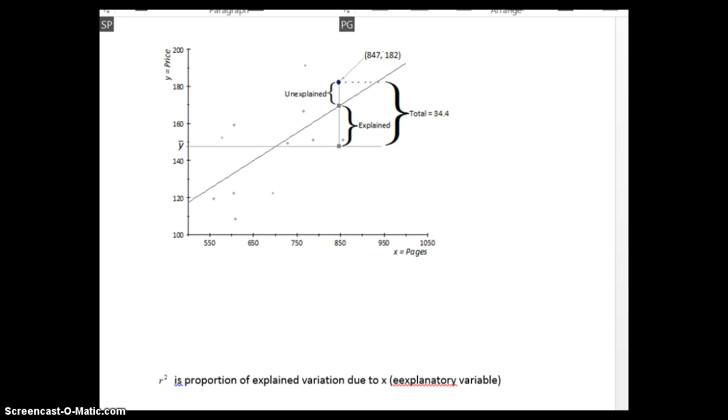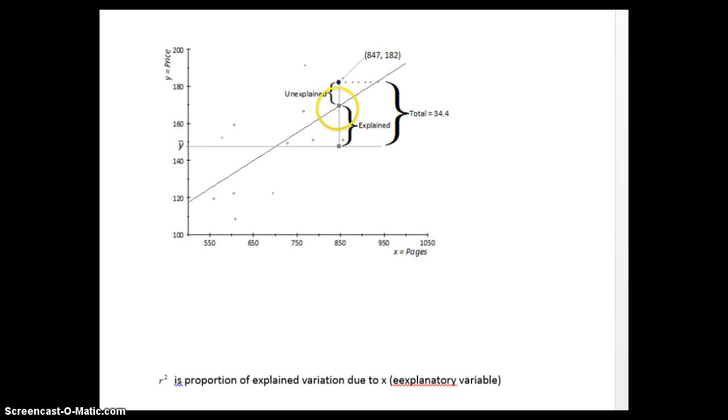We saw in the calculator something called R squared. Now what does that tell us? Well, let's look at this picture. Here we have a data point. And notice this thing called unexplained, that is unexplained deviation. Here we have the Y bar. That is the average price of a book.